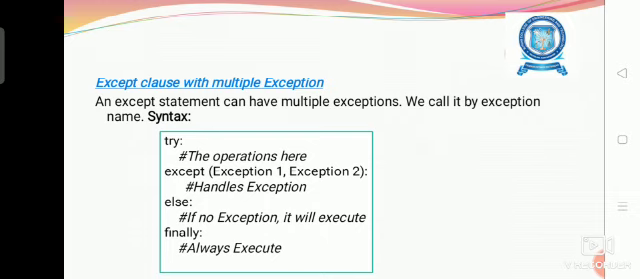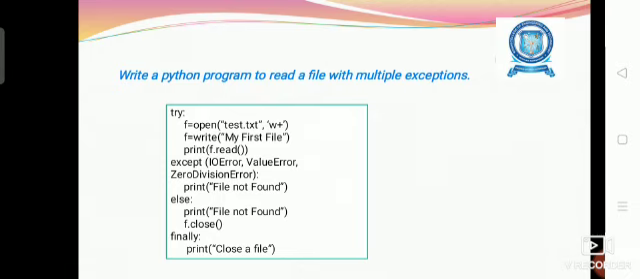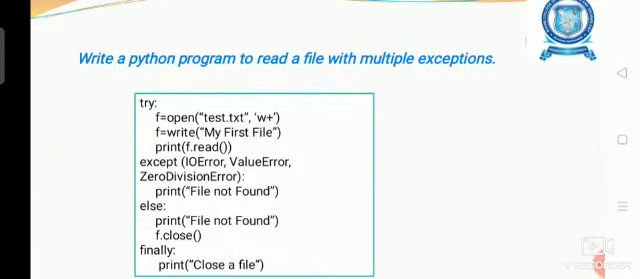So if no exception occurs, the else block statement will be executed, and the finally statement will be executed in both cases, whether the exception arrives or not. So we have an example for multiple exceptions.